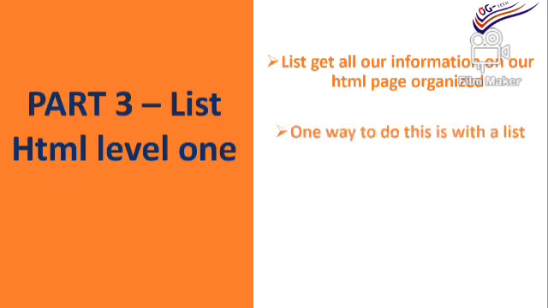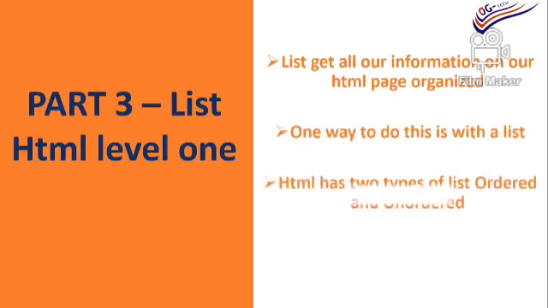One way to do this is with a list. HTML has 2 types of lists. We have the ordered list and the unordered list. The ordered list, just as the name says, orders our work by adding numbers and so on, while the unordered list makes use of bullets.